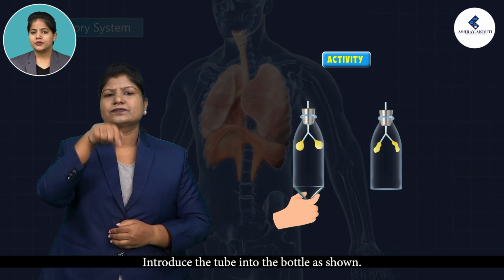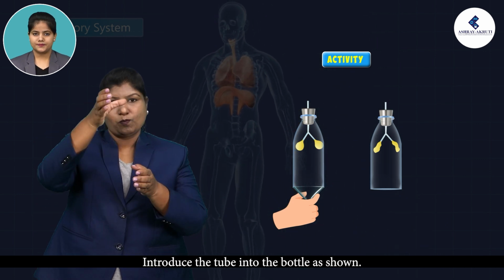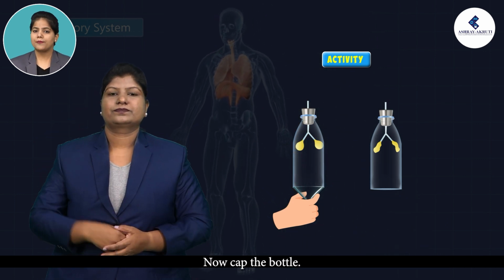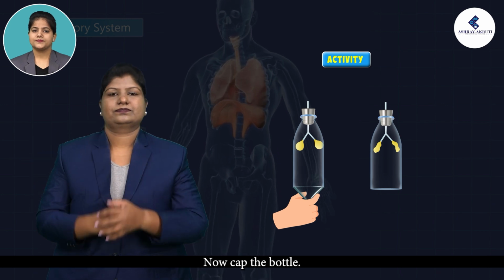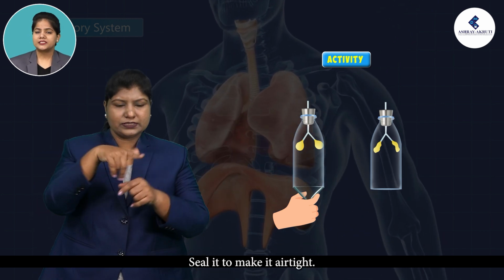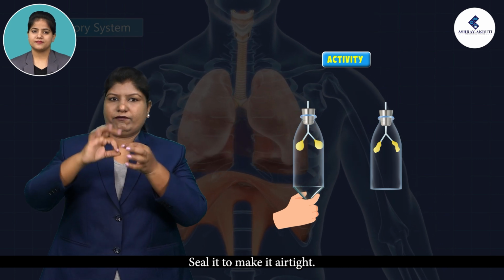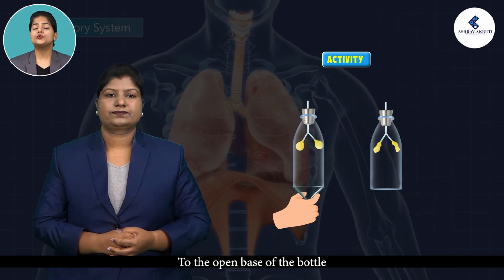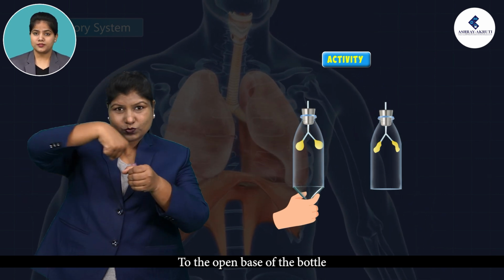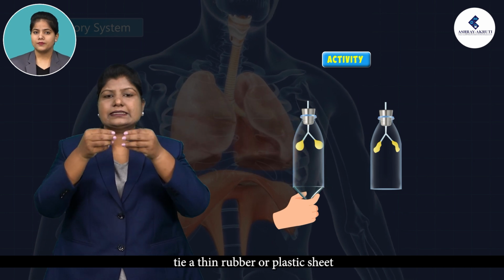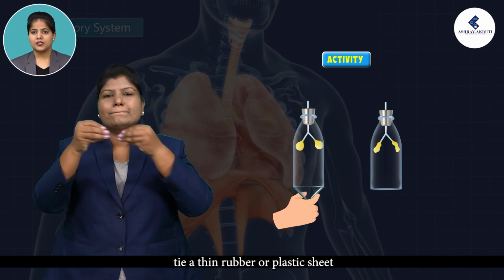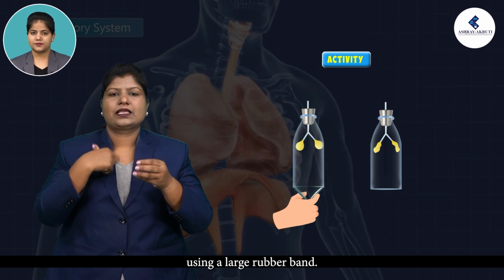Introduce the tube into the bottle as shown. Now cap the bottle. Seal it to make it airtight. To the open base of the bottle, tie a thin rubber or plastic sheet using a large rubber band.